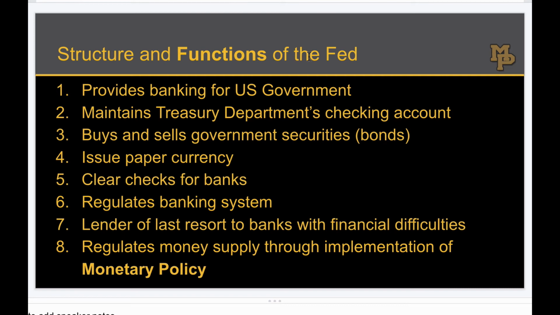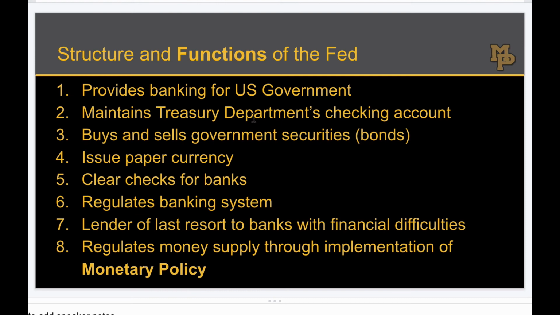All right, so the first thing they do is provide banking for the United States government. That means that they hold the account for the Treasury Department. So those two sort of go together. So when the Department of Defense needs a check for some battle tanks, they are going to ask for that, and the check will actually come from the Federal Reserve. That's the bank.